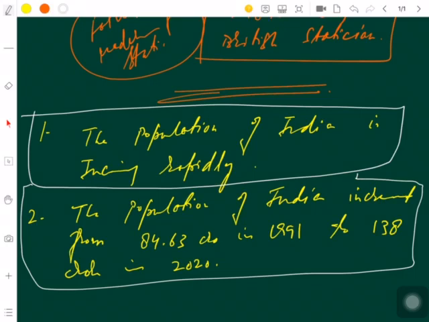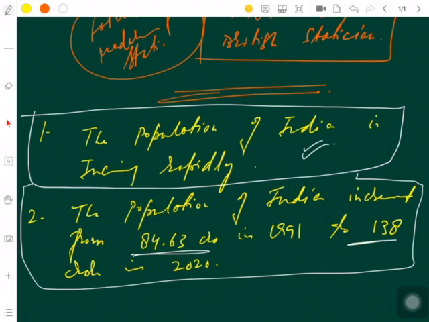Definitely and exactly your answer is right. You are thinking about the same thing I am saying, that the first statement, the population of India is increasing, has no statistics in it, no quantitative approach in it. So it is not statistics. The second statement, the population of India increased from 84.63 crores to 138 crores, is statistics. This does not mean that every statement which has a number in it is statistics.